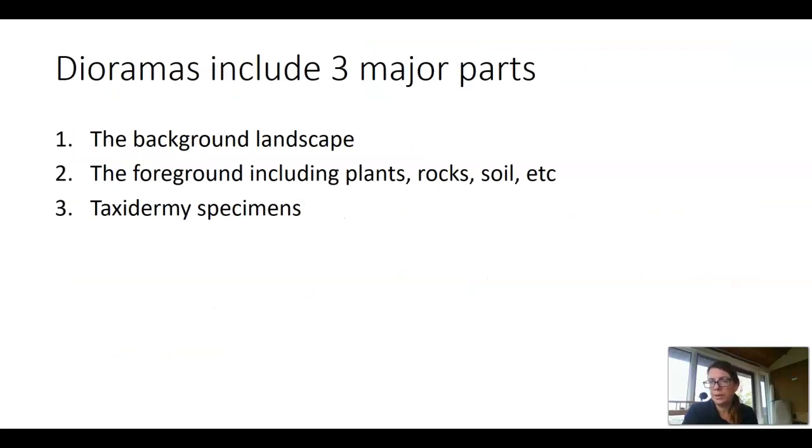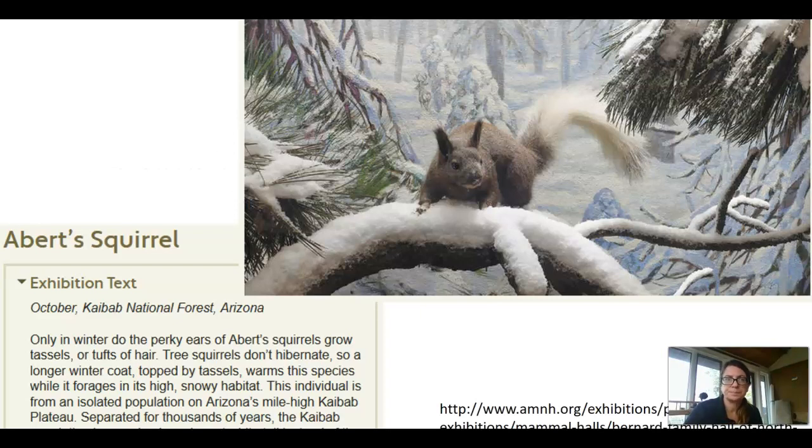Dioramas include three major parts. They include a background landscape that's usually like a sky, maybe some far-off mountains or trees. Second, they include a foreground, the part nearest to the viewer, and those include things like plants and rocks and branches, soil. Also, they include taxidermy specimens. So those are the actual plants and animals.